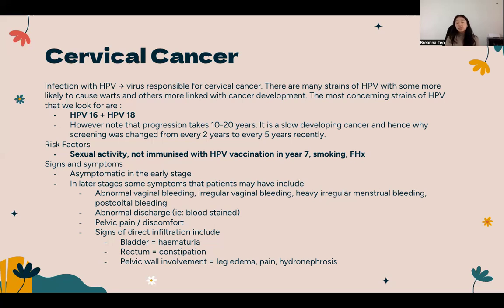Signs and symptoms, typically it's asymptomatic, but in the later stage, they might have some symptoms including bleeding, whether that's abnormal, randomly irregular vaginal bleeding, heavier than usual menstrual bleeding, or postcoital bleeding, abnormal discharge, pelvic pain or discomfort. And if they've started to have some infiltration of the cancer, depending on where it's infiltrated into, might change the symptoms. So into the bladder, they might have some hematuria, into the rectum, some constipation. And if they're getting some edema in the legs, some pain, some hydronephrosis, that's the pelvic wall that might have been infiltrated.